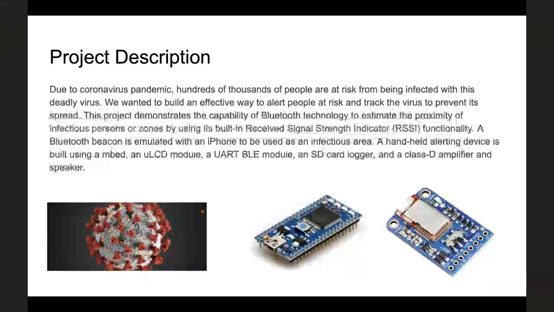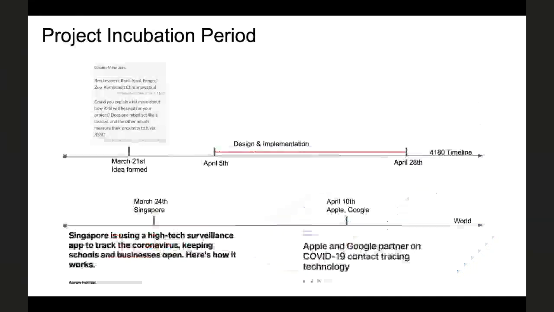We're able to get the RSSI reading, which reflects the distance between one device to another, and this will help us track, alert, and monitor the spread potentially of the coronavirus around the world when people are using our device. This slide shows the project incubation period, where our idea was submitted on March 21st, and other companies had similar ideas in the following weeks.